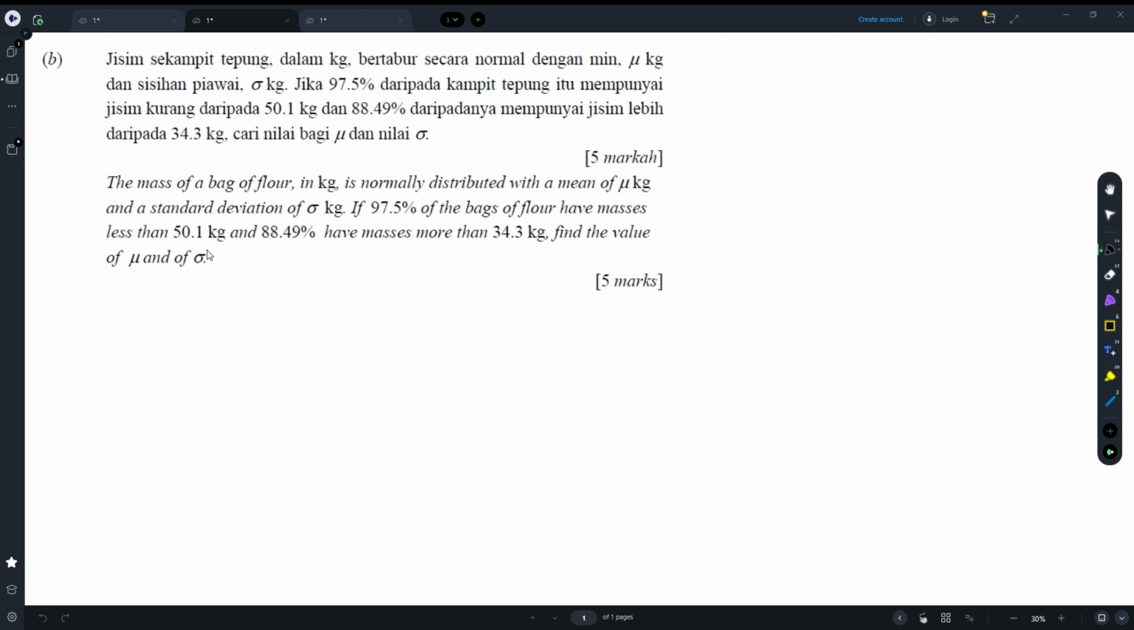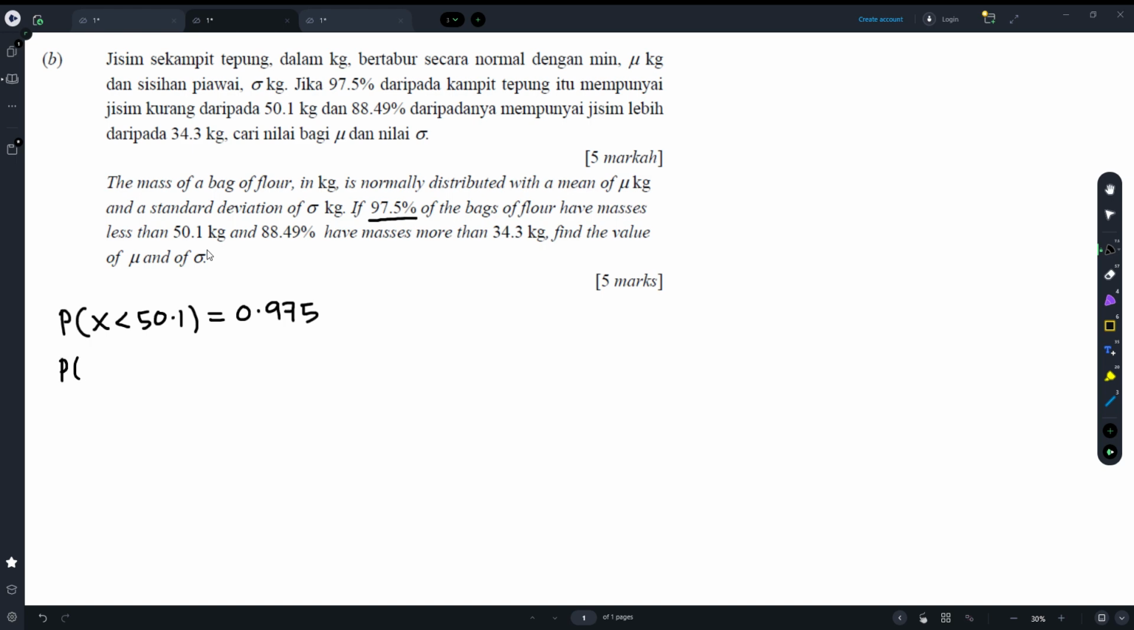So, first step, we need to write down all the information given in the question into equations. The first equation will be probability of x being less than 50.1 kg is equivalent to 0.975. How do I get the 0.975? It is coming from the percentage. Please take note, whenever percentage is given, it must be converted into probability by dividing by 100.